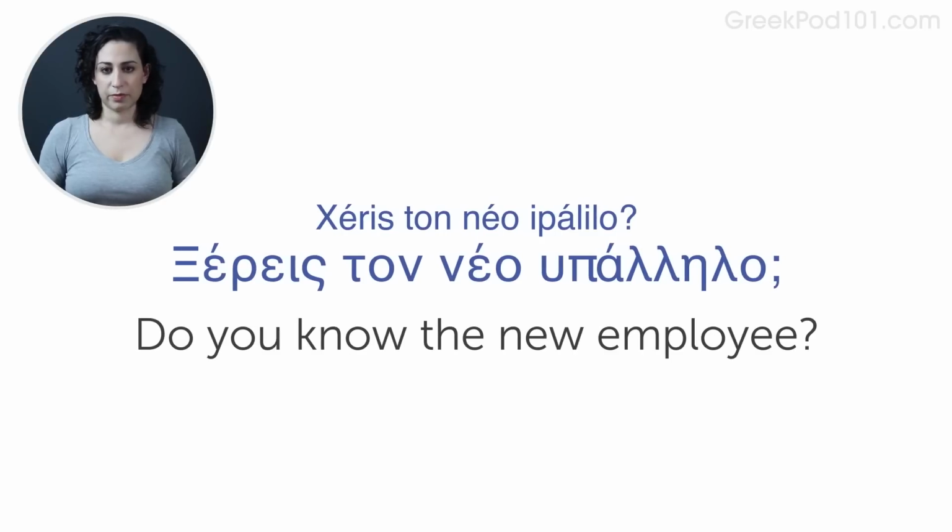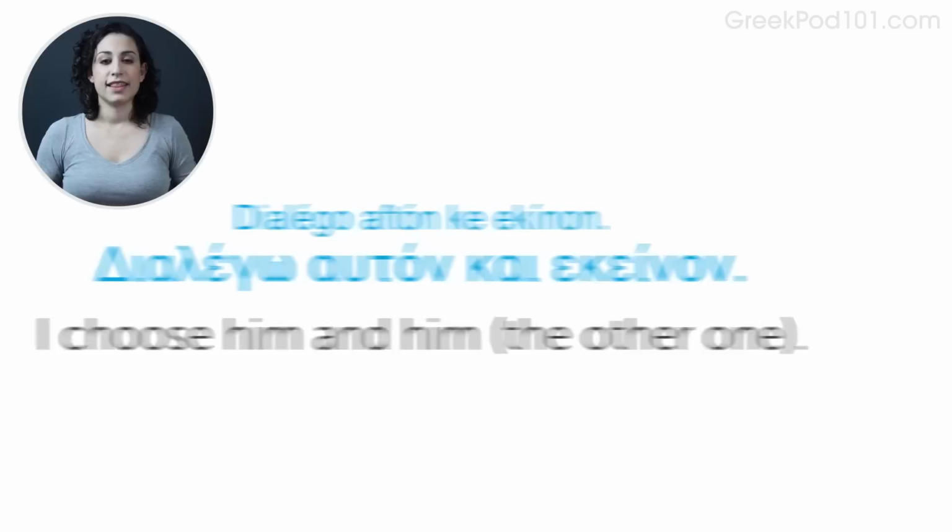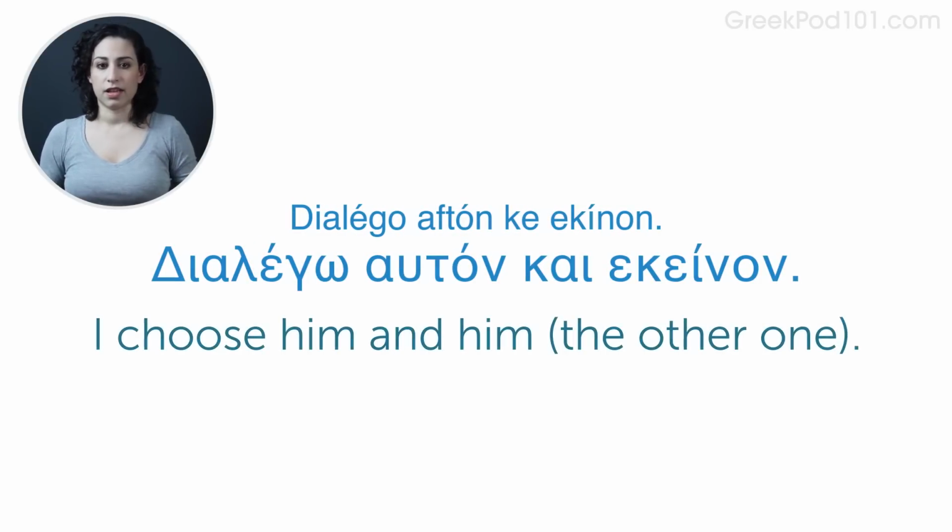Here are some more sample sentences. Ξέρεις τον νέο υπάλληλο? Do you know the new employee? Διαλέγω αυτόν και εκείνον. I choose him and him.